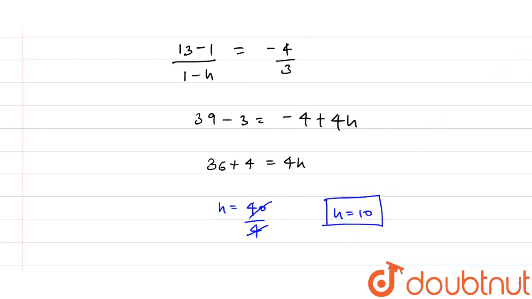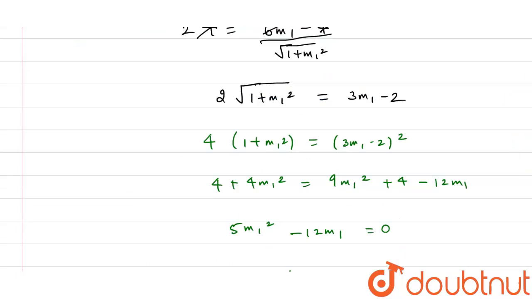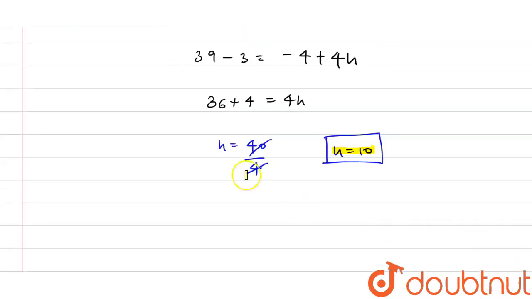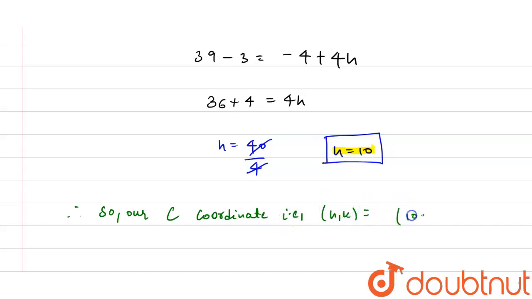So now we have found the coordinate h, that is 10, and the coordinate k is what we found above, which is 1. So the C coordinate, that is h comma k, is equal to 10 comma 1. So this is our final answer.